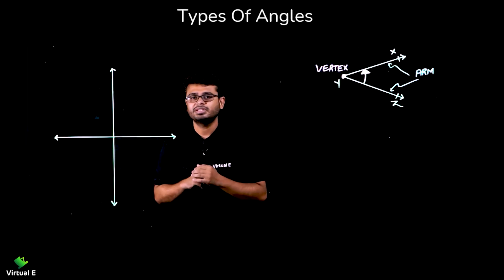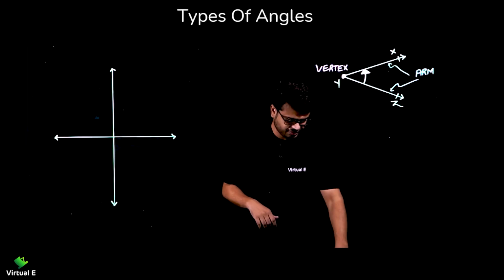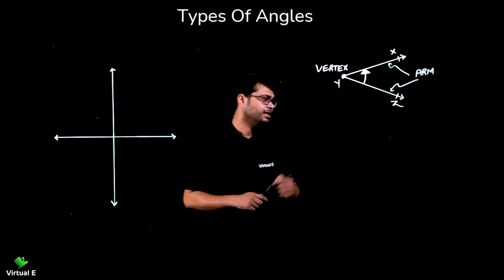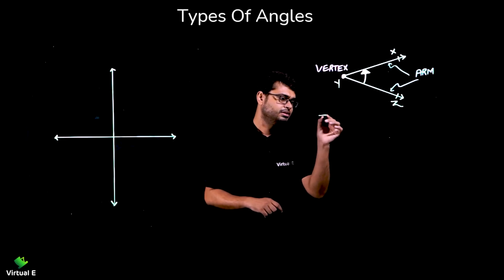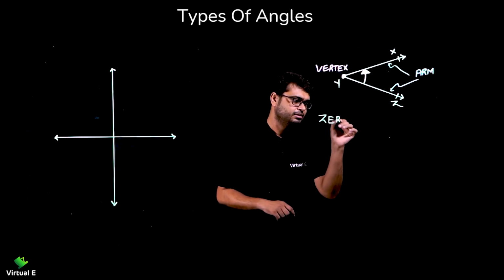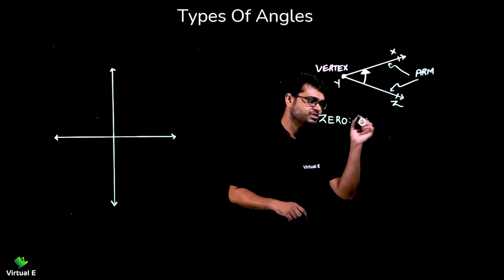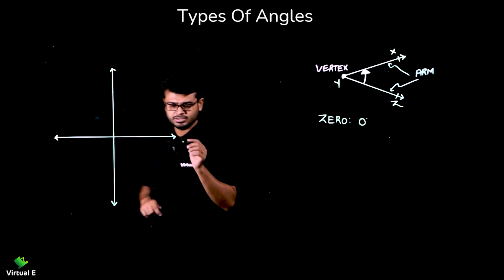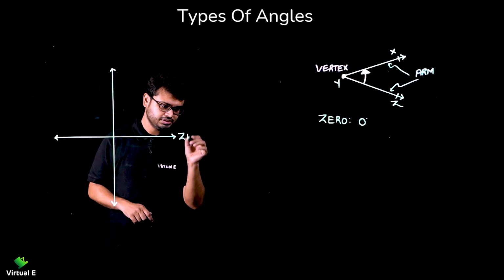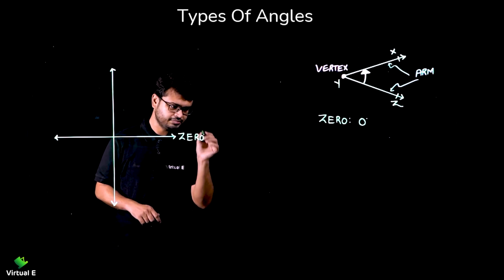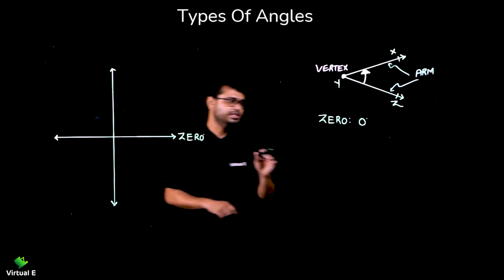Now let's learn about the different types of angle. First of all, let's start with the zero angle. Zero angle means, guess what? 0 degree only. So this is zero angle, right? 0 degree, you can say that.